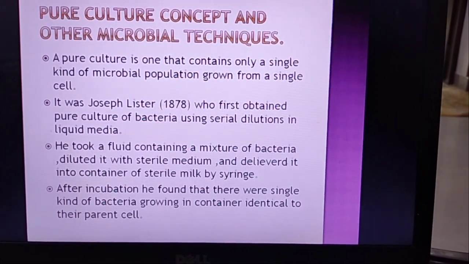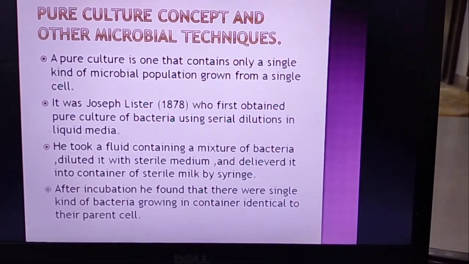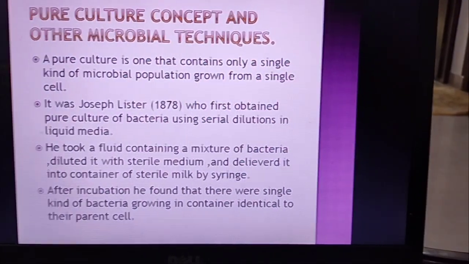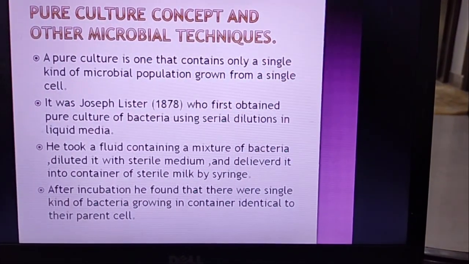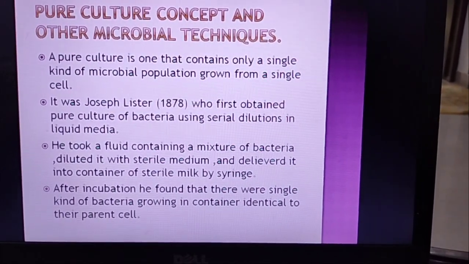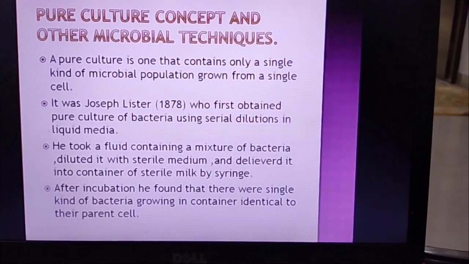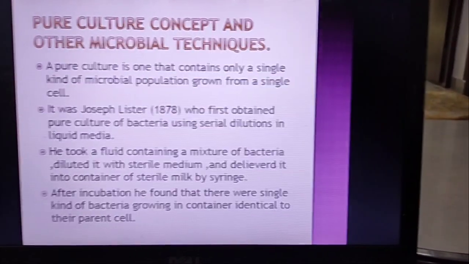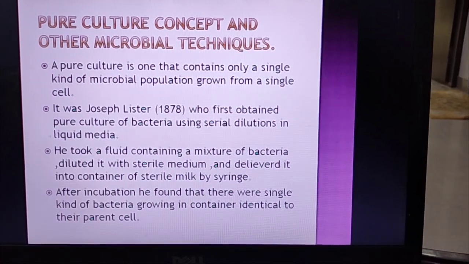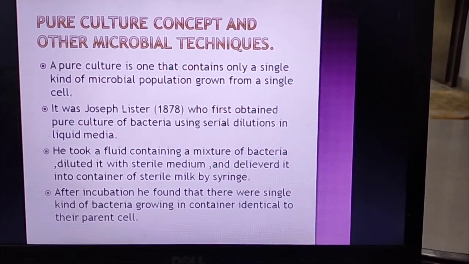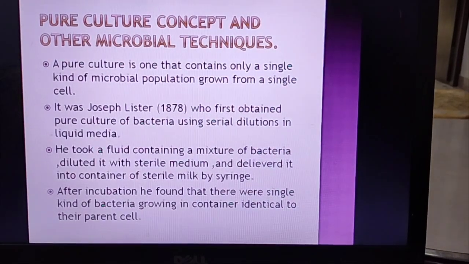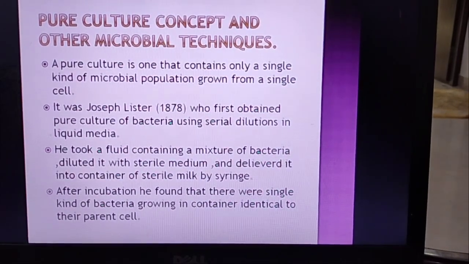So who introduced it? Firstly, it was Joseph Lister in 1878 who first obtained a pure culture of bacteria using serial dilutions in liquid media. Joseph Lister was the first scientist who obtained a pure culture of bacteria with the help of the technique called serial dilutions. He took a fluid containing a mixture of bacteria, diluted it with sterile medium, and delivered it into a container of sterile milk by syringe.